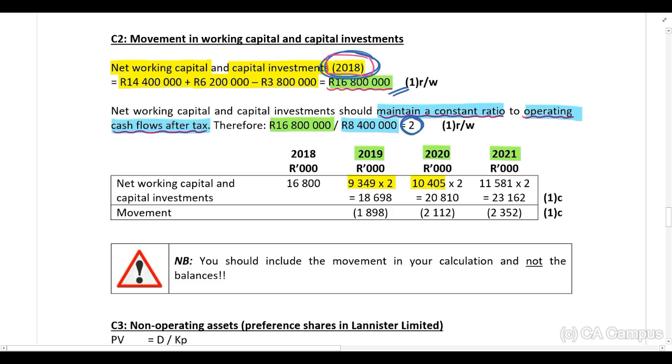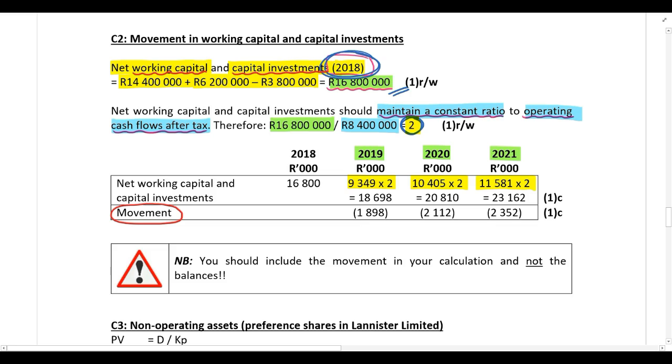You multiply that by 2, because we know that a constant ratio of 2 will be maintained until the end of 2021. So multiply that by 2 to get your balance. Now, what's extremely important when calculating free cash flows, we don't include the balance in our calculation. Instead, we include the movement in our calculation.